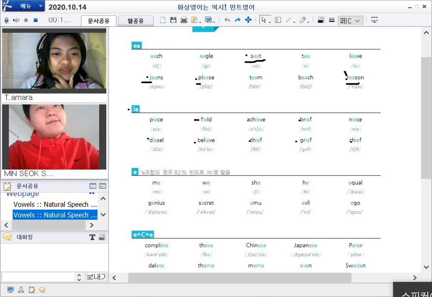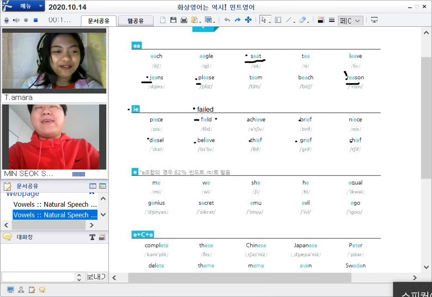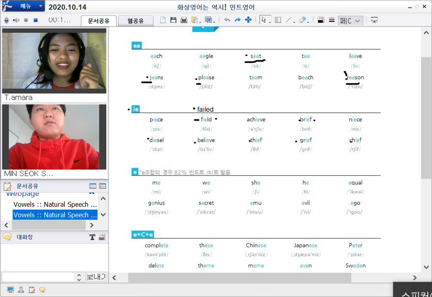Okay, there are some words here that we are going to practice. For the first one, field. Okay, this is not failed. The word failed is spelled like this, so this is failed. This is field. Field. Also, I have noticed that you should use the F sound, not the P sound. So the F sound: brief. Brief. Yes, brief.